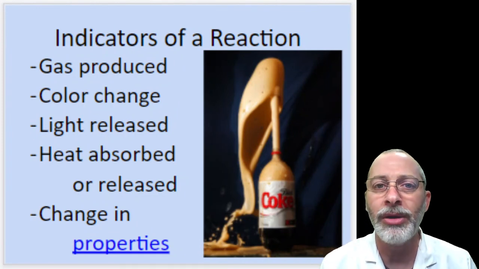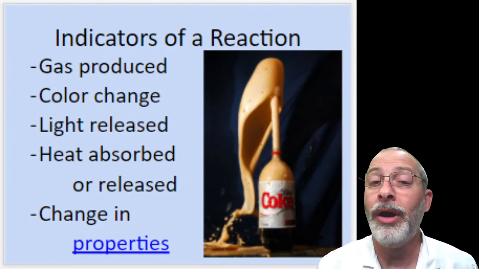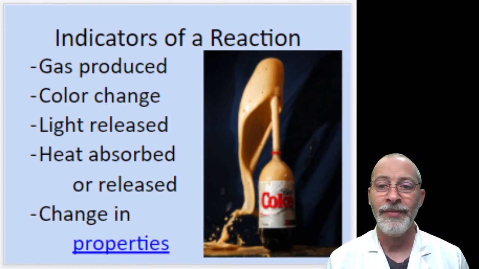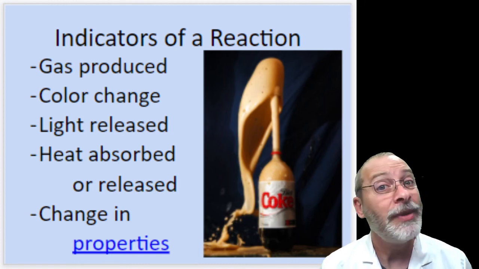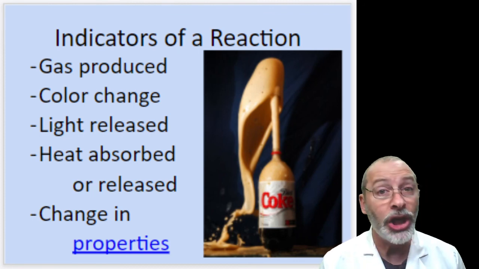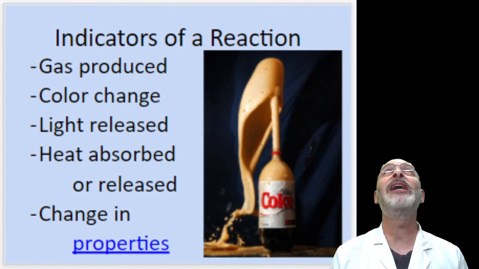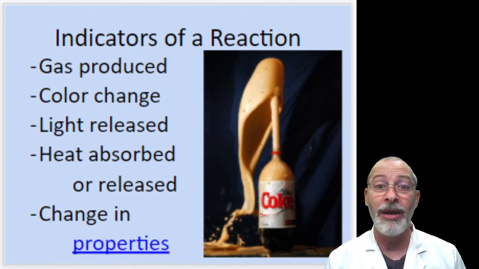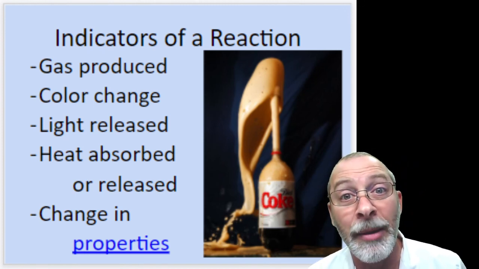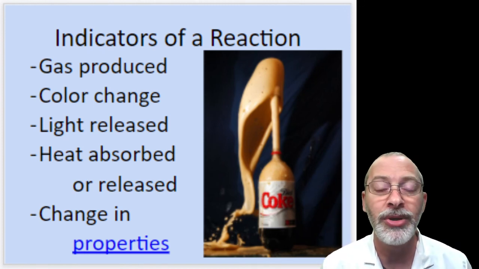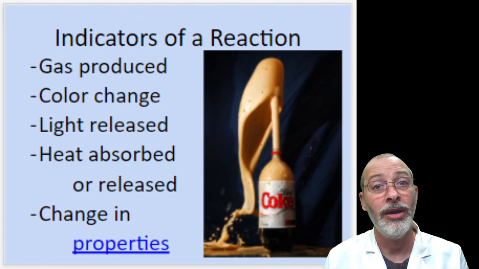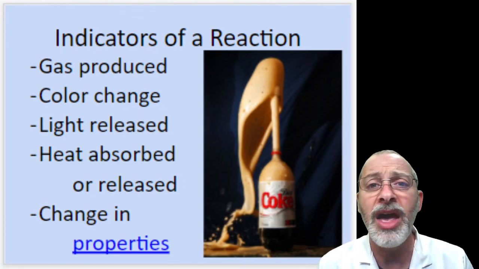Let's just review them here again quickly. If you are mixing things together in the laboratory, chemicals of some kind, and a gas is produced, it could be a chemical reaction. If a color change takes place, it could be a chemical reaction. If light is released, it could be a chemical reaction. If heat is either absorbed or released, it could be a chemical reaction. And if there's a change in properties altogether, it could be a chemical reaction. So these are the indicators of a reaction.